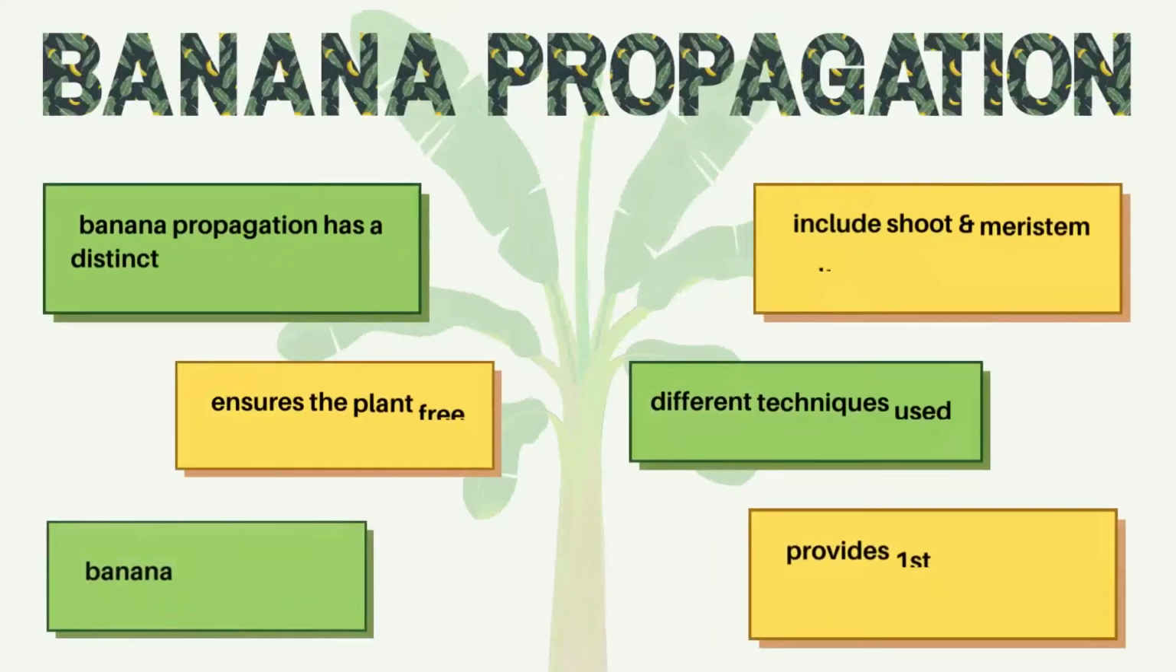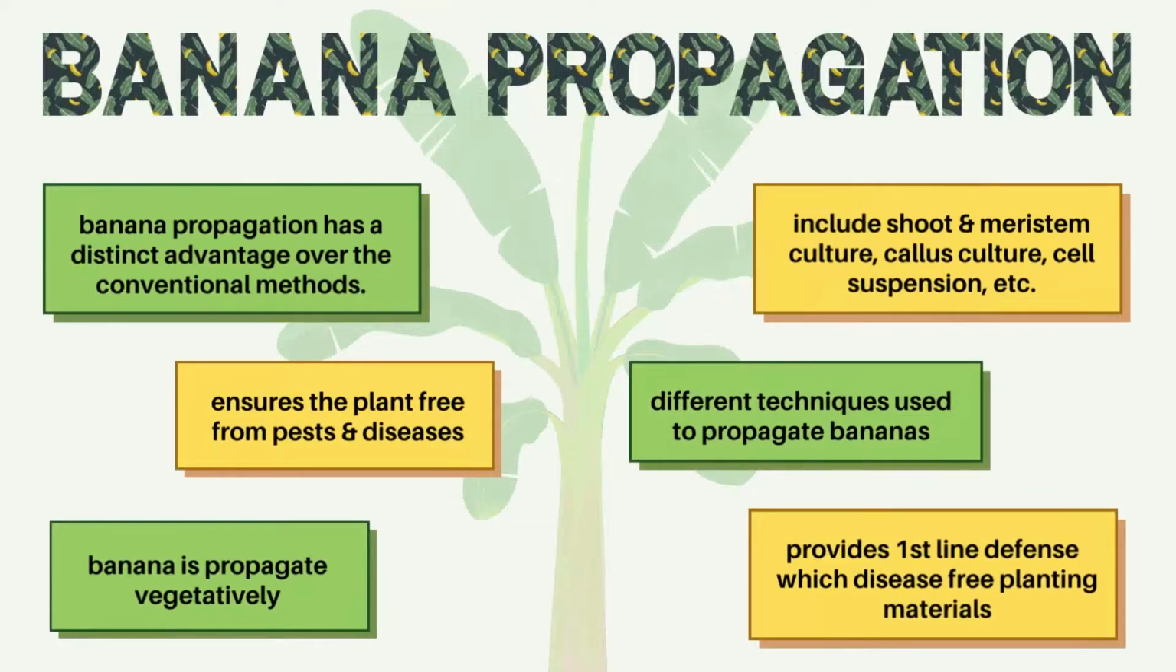Tissue culture for banana propagation has gained popularity because of its several advantages over conventional methods. Tissue culture is the best method for propagating bananas. It ensures they are true to type and free from pests and diseases. Banana is typically propagated vegetatively. Thus, tissue culture as a propagation technique provides a robust means to prepare disease-free planting materials that can provide the first line of defense in developing an integrated disease management program for banana.